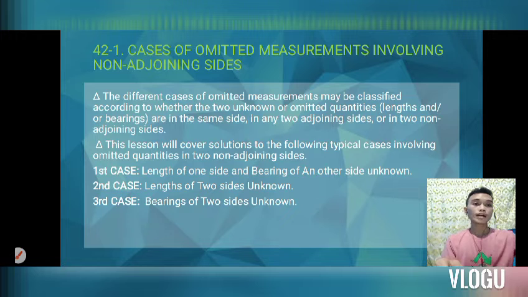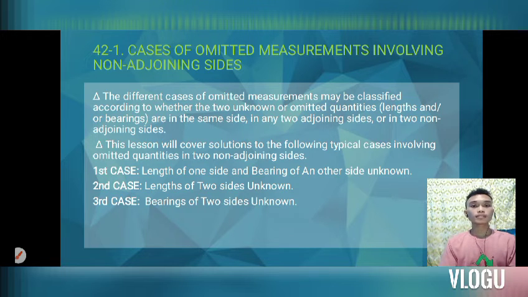So here we have three cases. The first case: the length of one side and the bearing of another side unknown. So if we look at our case number 1, the unknowns present are the length and then the bearings. Later on, we will see that.